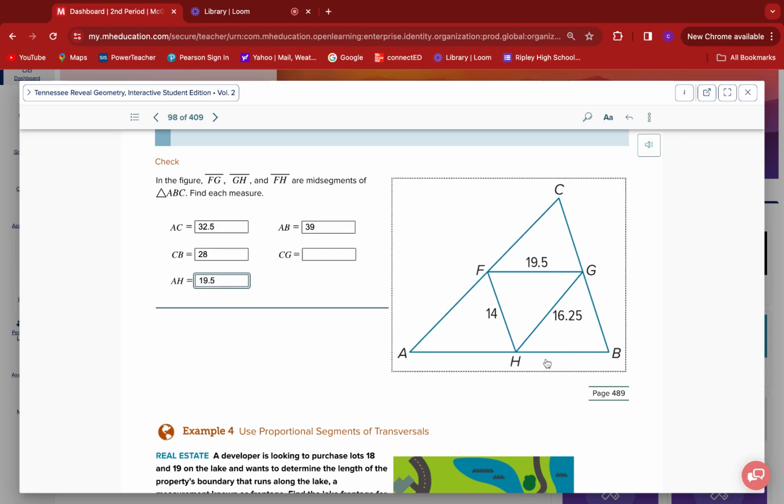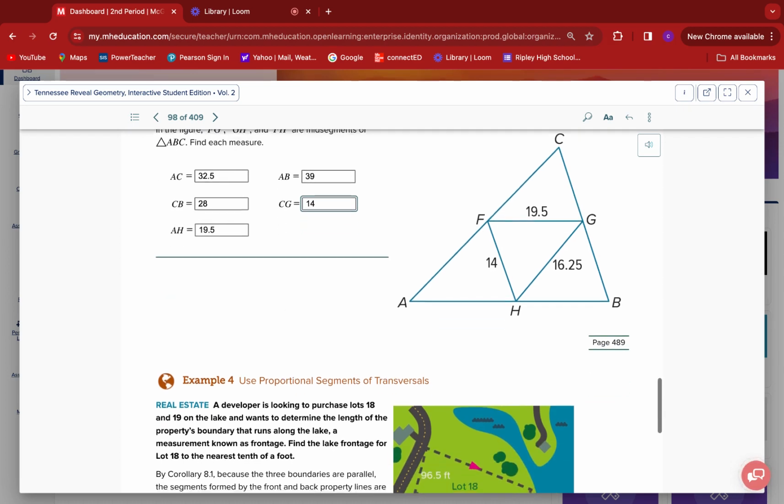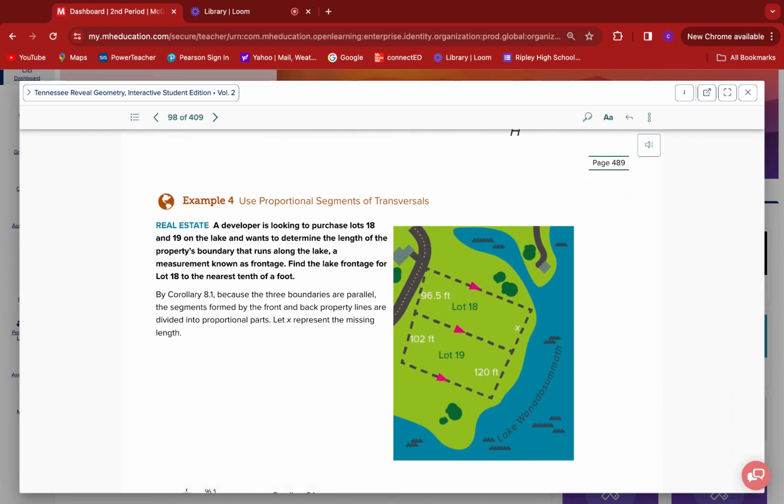So is BH, by the way. All right, they want CG. And a while ago I said CB is 28. That means C to G is 14 and B to G is 14. F to H is 14. So CG and GB there are going to be 14. So not much really to do there. This just is what it is. All right. Looks like I'm done with page 489 of your workbook.